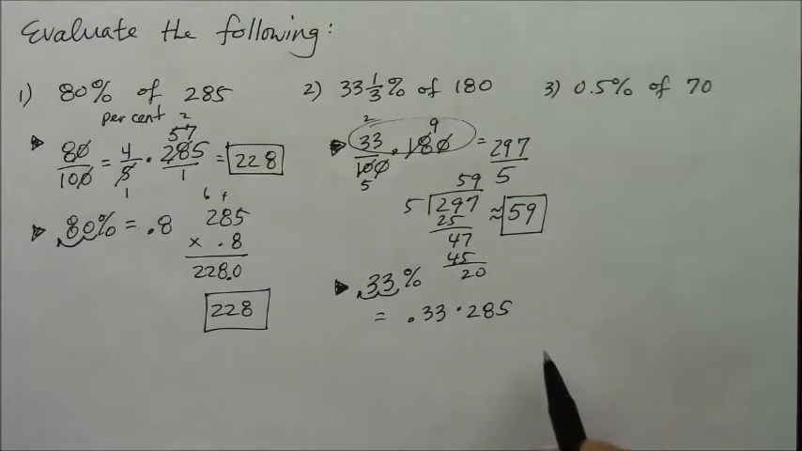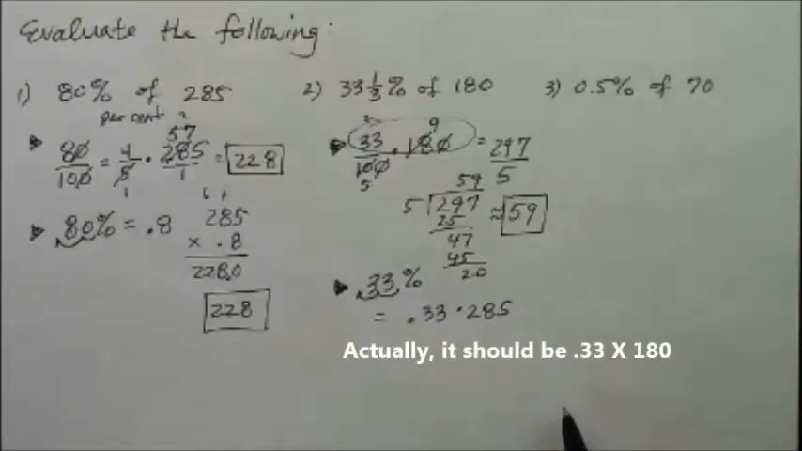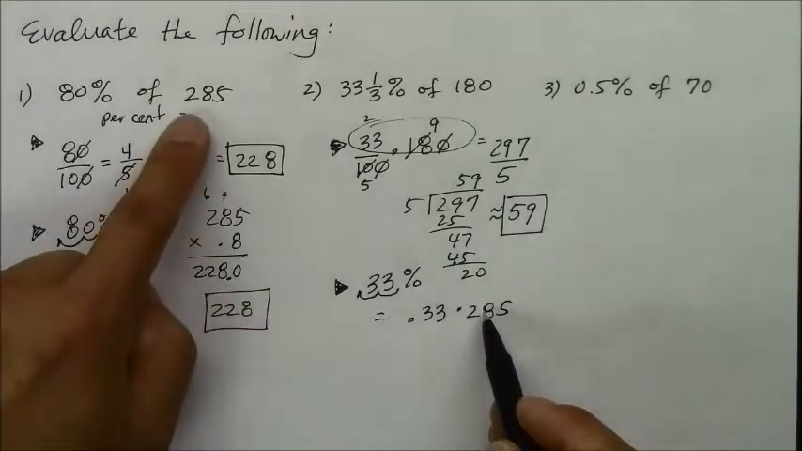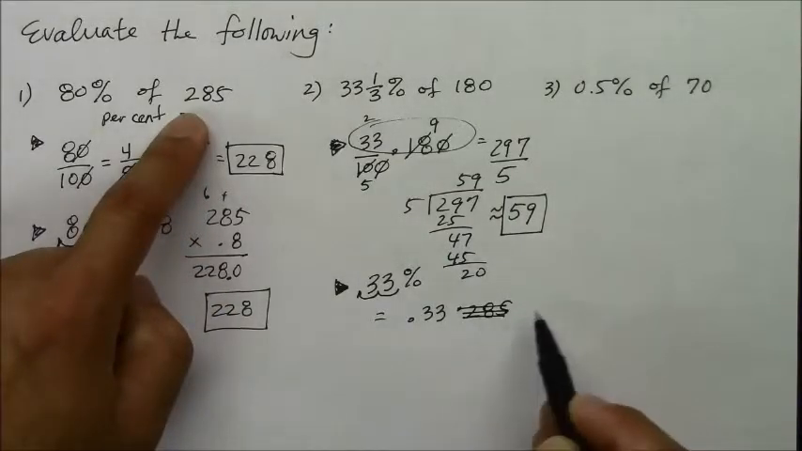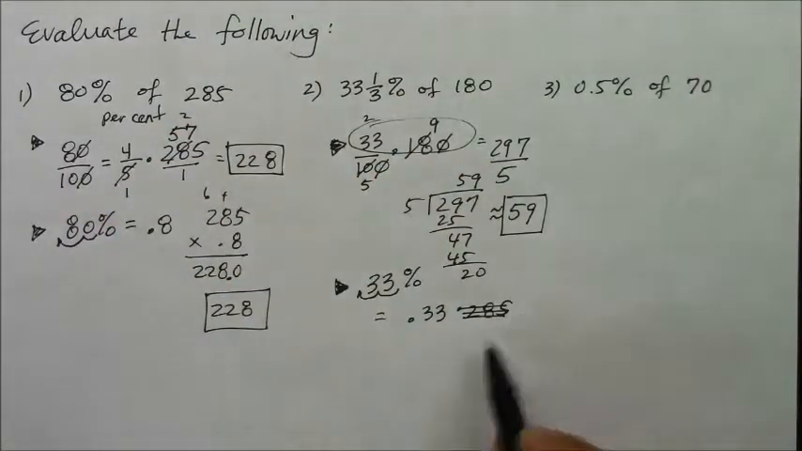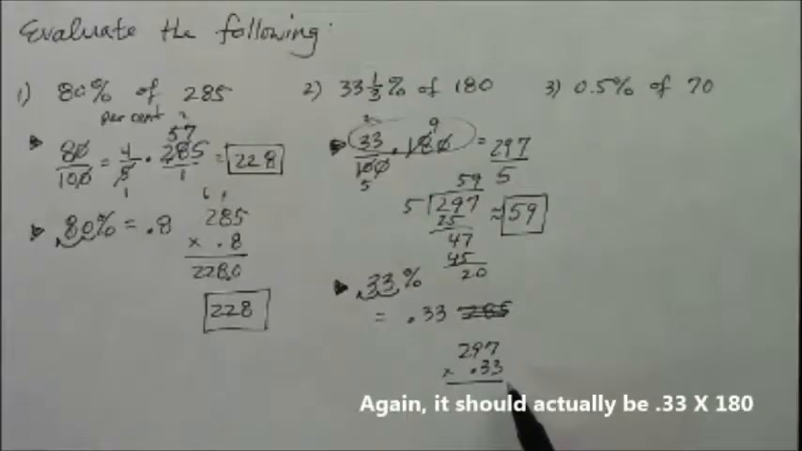So what you're in fact having to do is here, 0.33 times 285. I'm sorry, took a wrong number. I'm getting old. Times 297. In fact, let's do it this way. So it is 297 times 0.33. There we go.